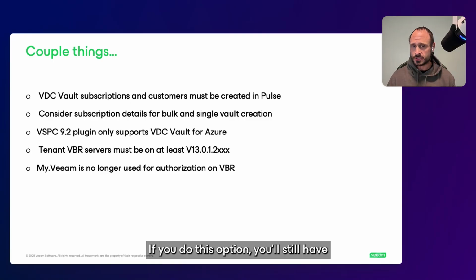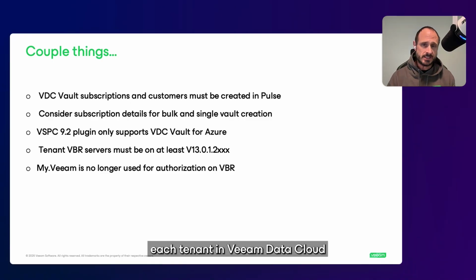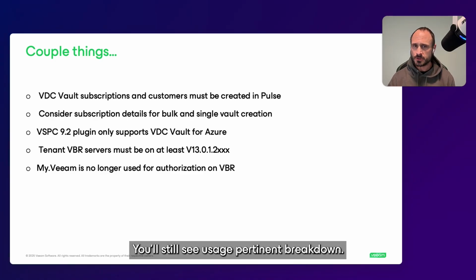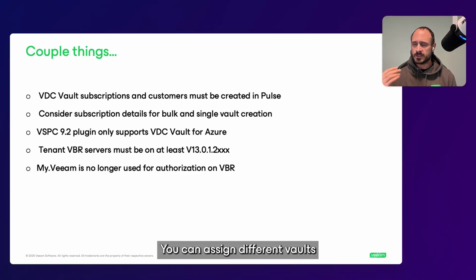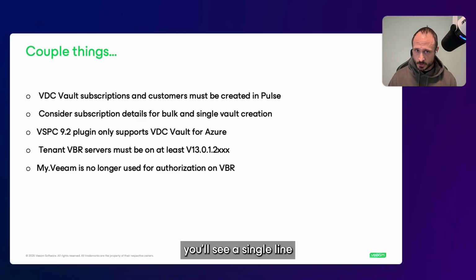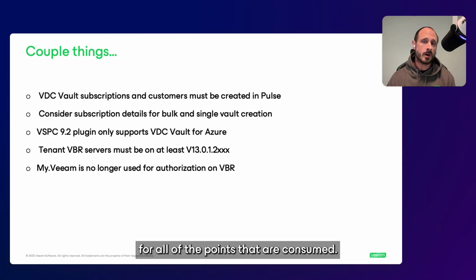If you do this option, you'll still have each tenant in Veeam Data Cloud with their own vault. You'll still see usage per tenant breakdown. You can assign different vaults to different Veeam servers. The only thing is, in your monthly usage report for SaaS, you'll see a single line item for your company for all of the points that are consumed.